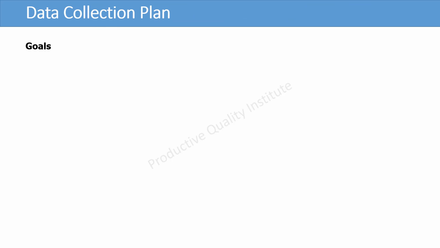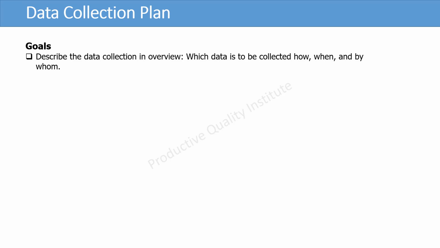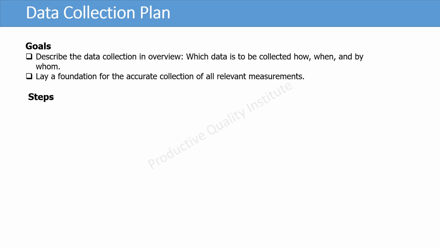The goals from the data collection plan are: describe the data collection in overview, which data is to be collected, how, when, and by whom. Lay a foundation for the accurate collection of all relevant measurements. And the steps are: 1. Draw up the operational definition.